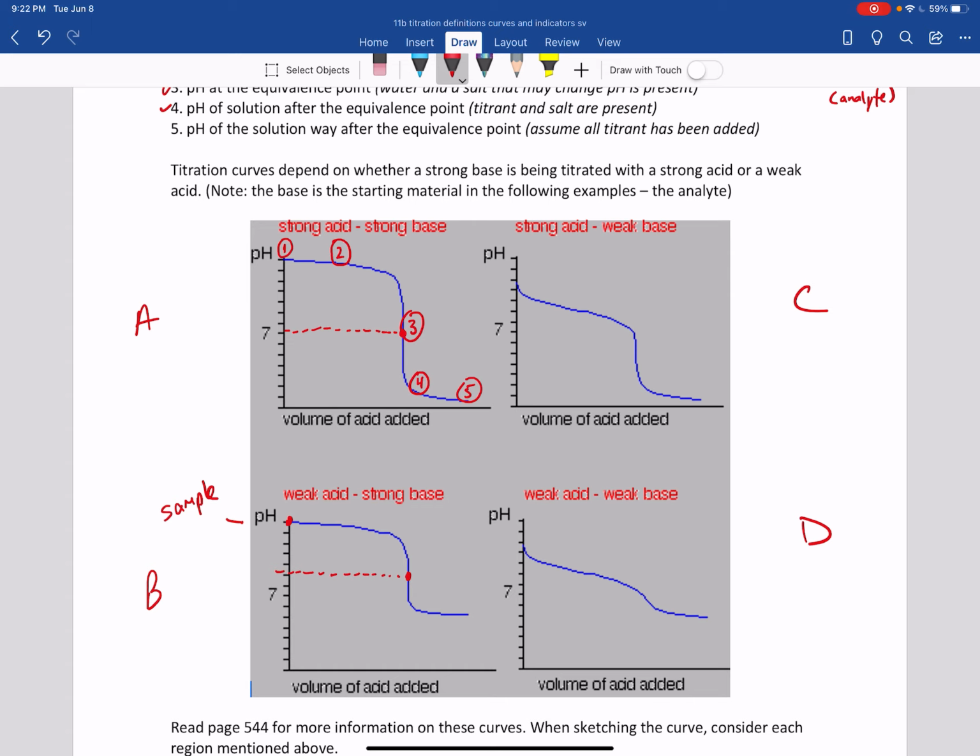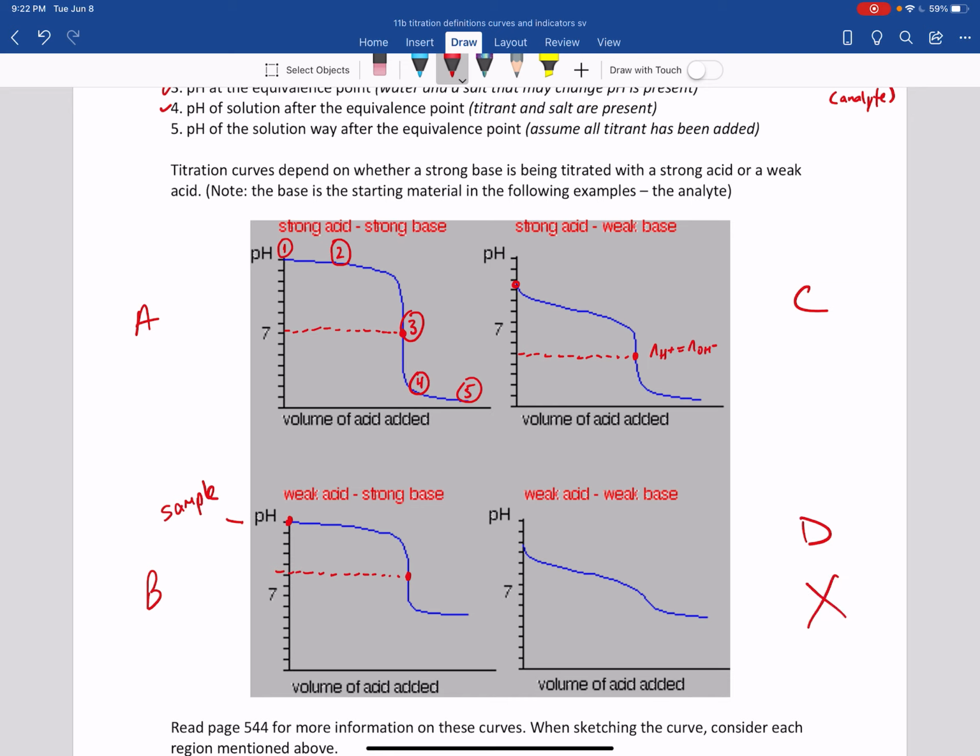Scenario C is the opposite. Again, we're starting with a weak base because the pH is above 7, but it's not as high as graph B. So that means the base was weak as the sample and a strong acid was added in. If we look at the vertical region here, the equivalence point, that third stage, when the moles of acid equal the moles of base, right, we'll just refresh that here. Okay, we notice that it's below 7.